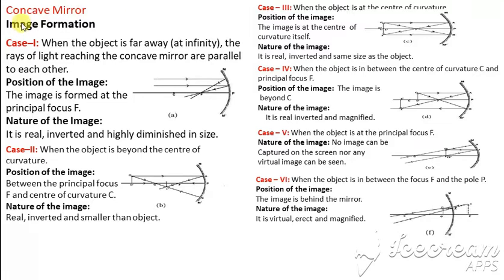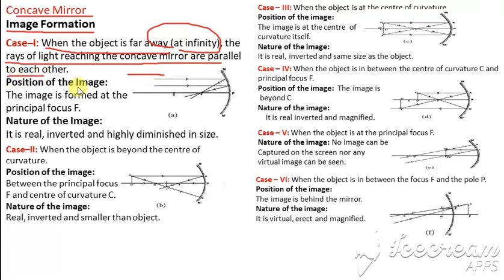We are going to consider a concave mirror and see the image formation, and we have various cases depending on where the object is placed. First condition is when the object is far away, that is, at infinity. When it is far away, the rays reaching the concave mirror are parallel to each other.